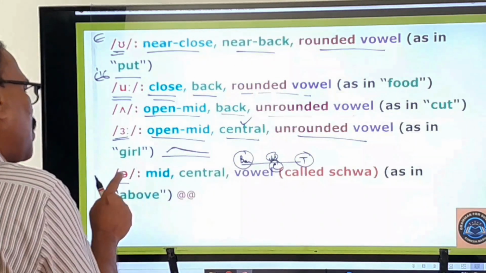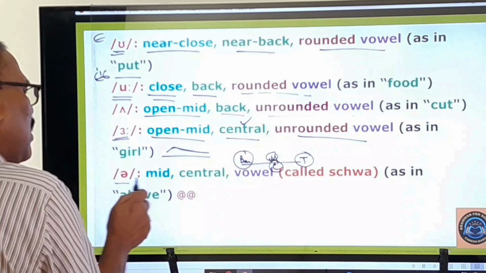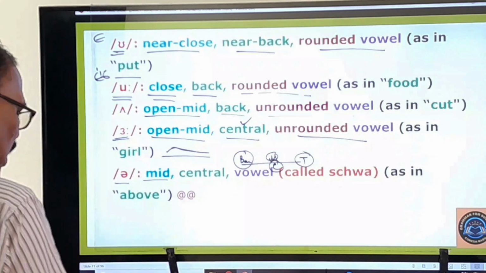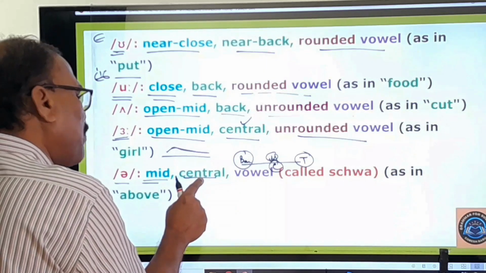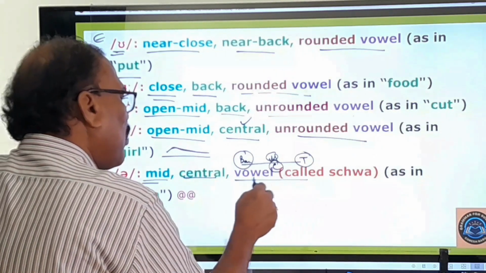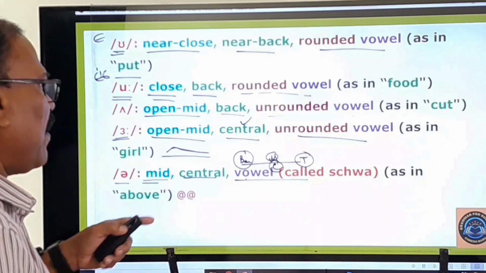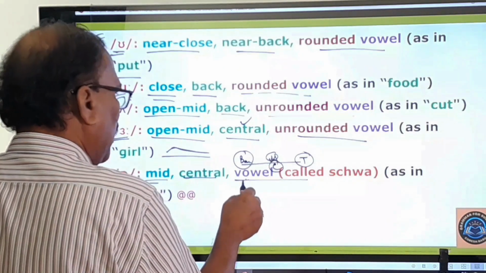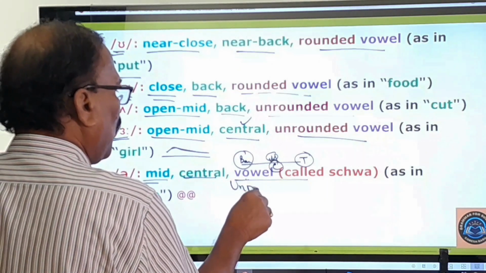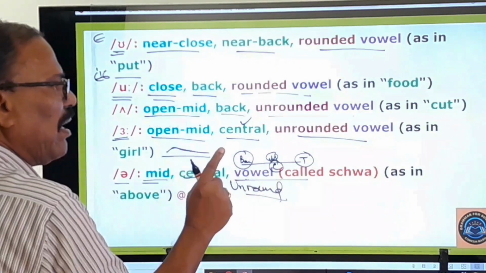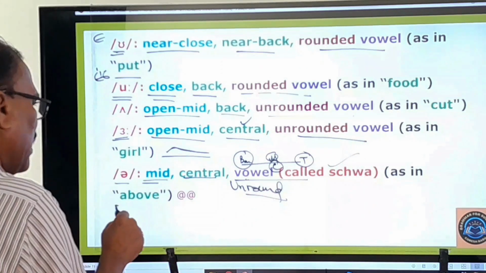Is that short, voiceless? It's a mid vowel. The tongue is always in the mid position, and the tongue remains in the central position. It is always an unrounded vowel; the lips are not rounded. So it is a mid central unrounded vowel. This is called schwa, as in above.